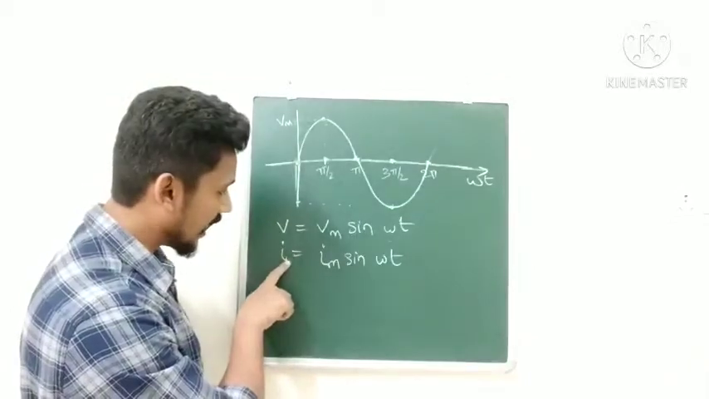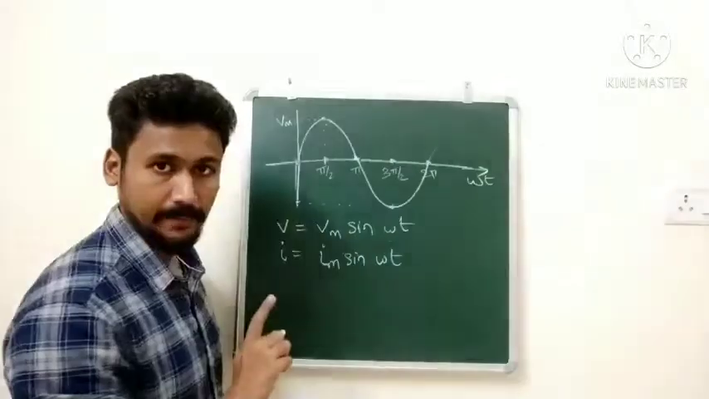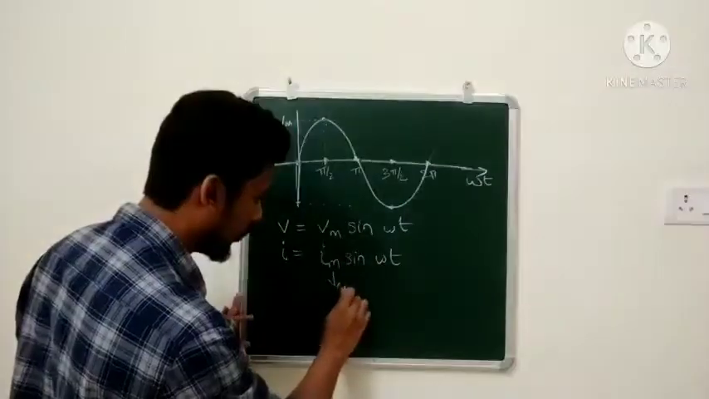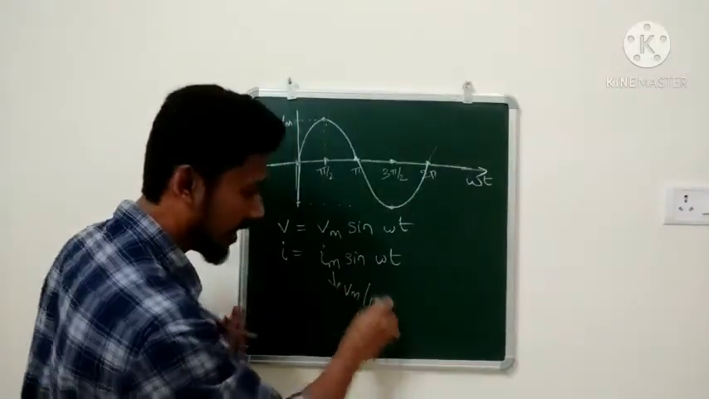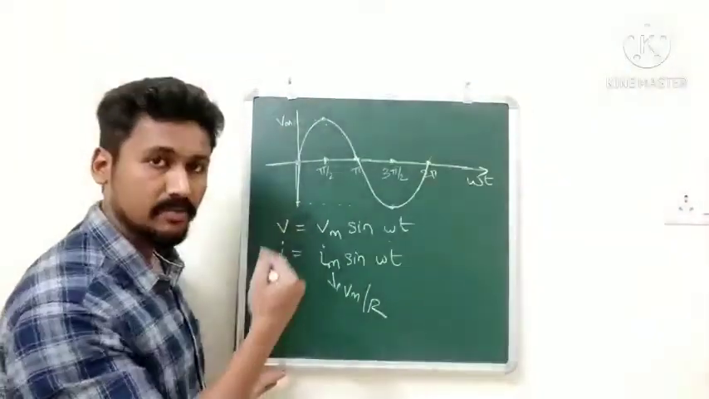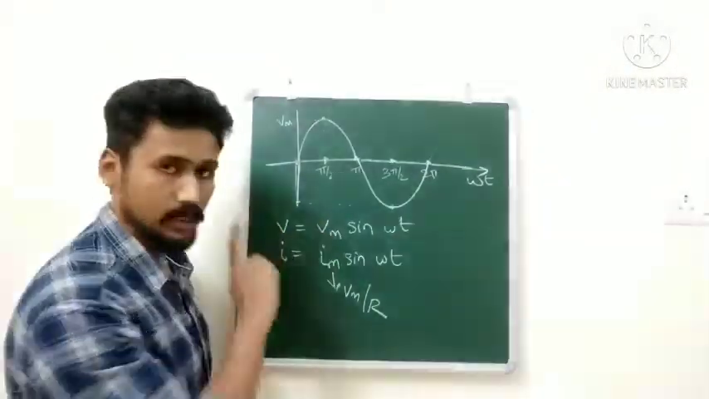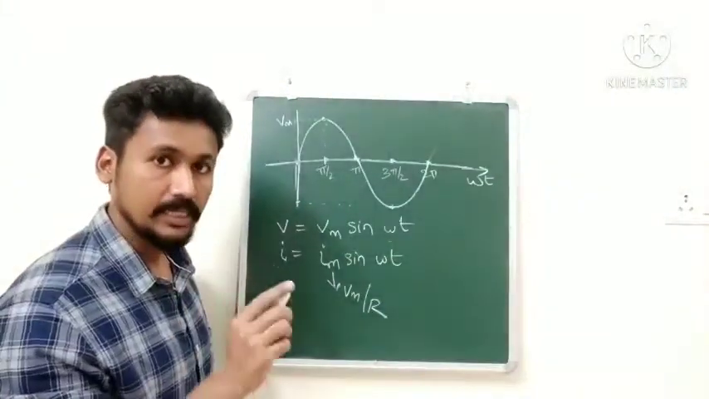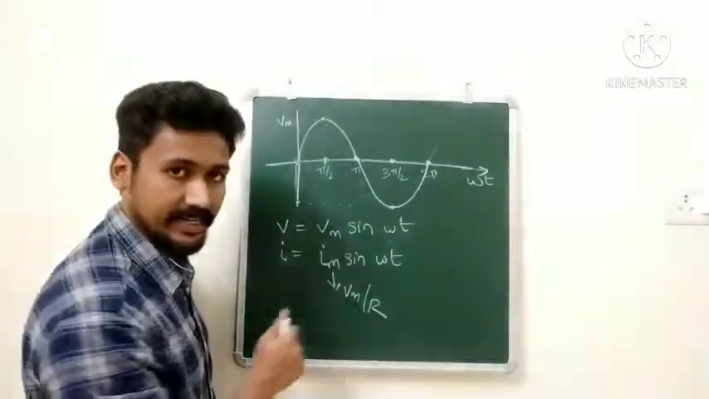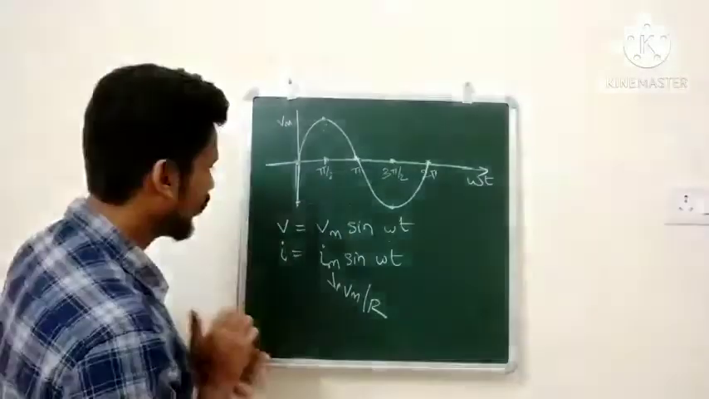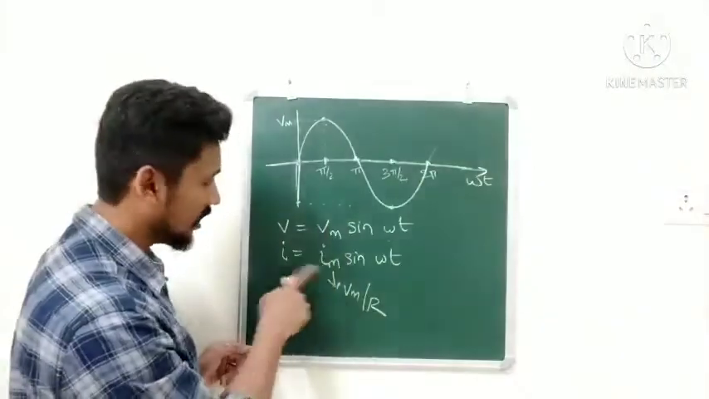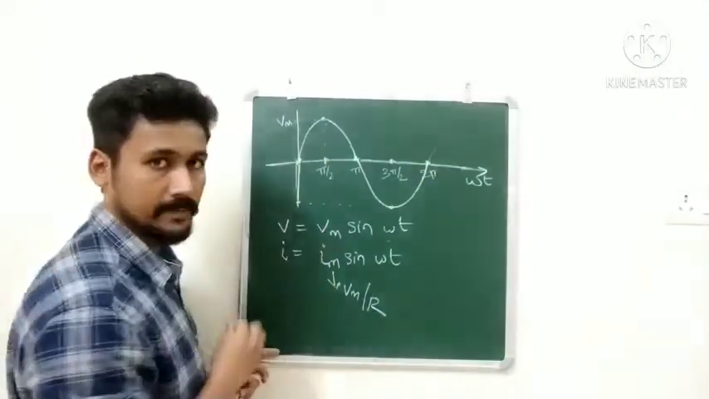Now I is how much? I is equal to Im sine omega t. Remember, Im is equal to Vm divided by R. Correct? So the numerical value of Im will be less than the numerical value of Vm. So peak current numerically will be lower than the peak voltage, because here it is divided by R. So what will happen for current? When omega t is 0, current will also be 0. So current is still here.